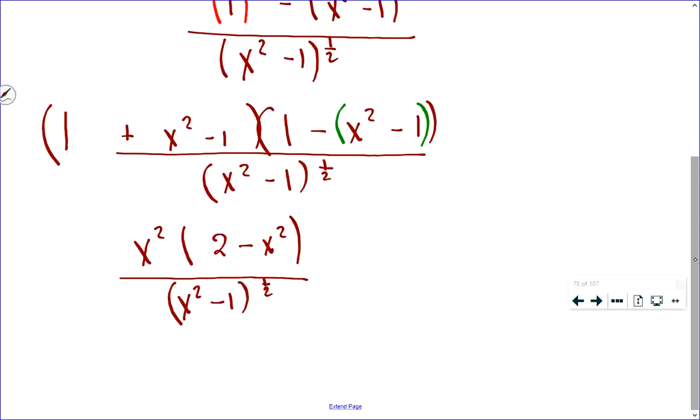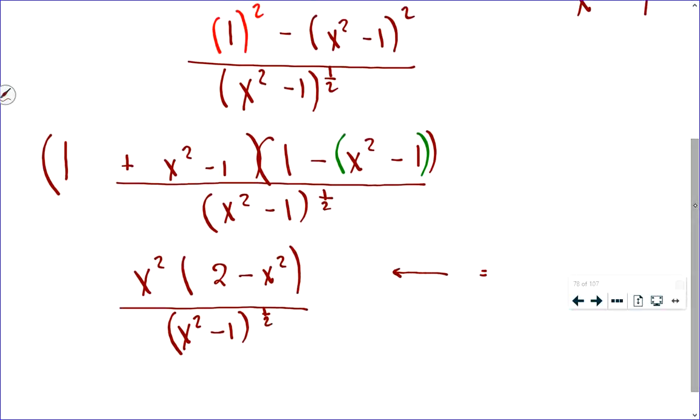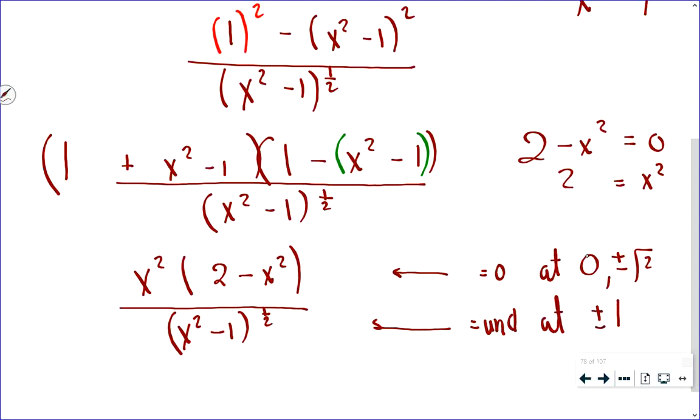I want to bring this to a conclusion by telling you that this expression equals 0 at 0 and plus or minus root 2. And we can see that, I hope, by looking at the top. If x is 0, x squared is 0. If 2 minus x squared is 0, then x is equal to plus or minus root 2. And we can see it's undefined at plus or minus 1.